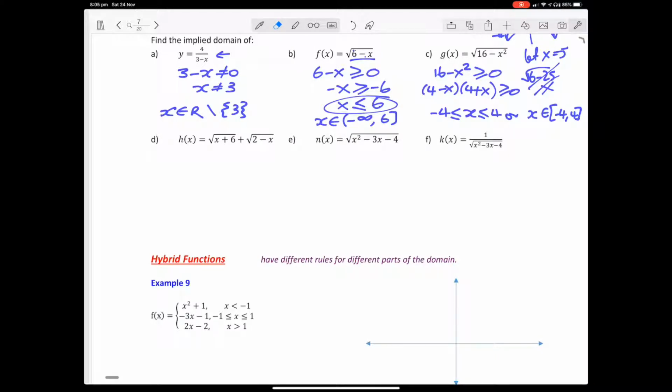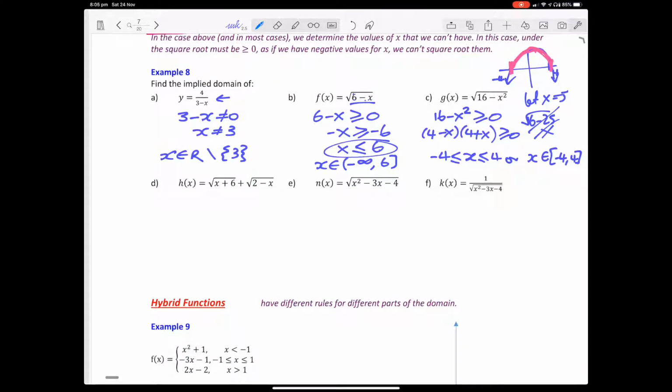Now we will learn a little bit more about this later, but when we've got two functions that are added together, the domain of those two functions is the intersection of their singular implied domains. So if I have x plus 6, well, that has to be greater than or equal to 0. So x has to be greater than or equal to negative 6. If I have 2 minus x, that has to be greater than or equal to 0. Minus x has to be greater than or equal to minus 2. So x has to be less than or equal to 2.